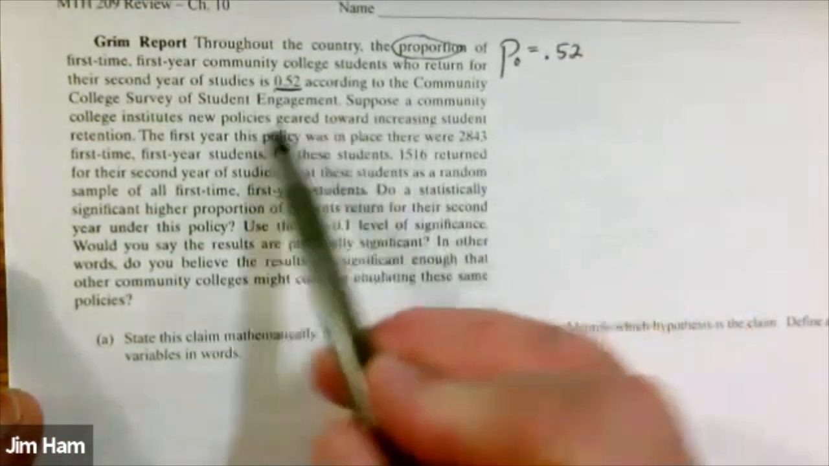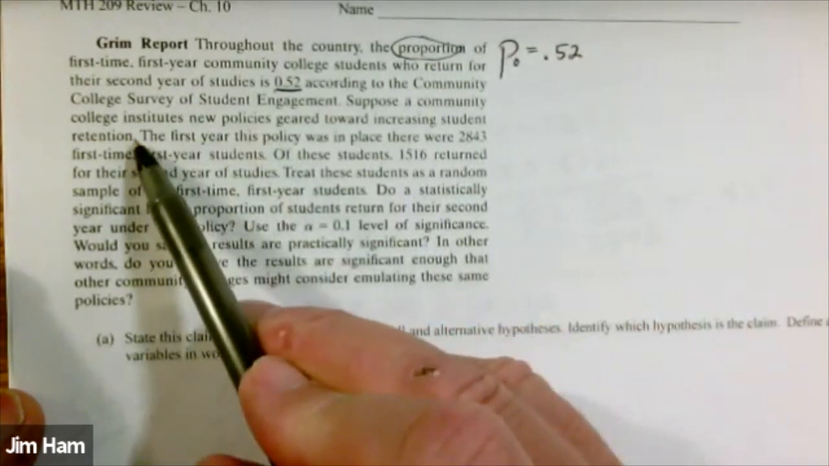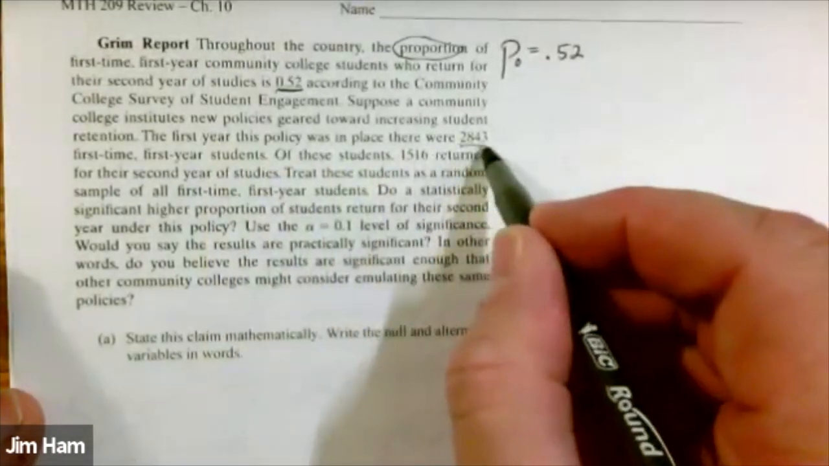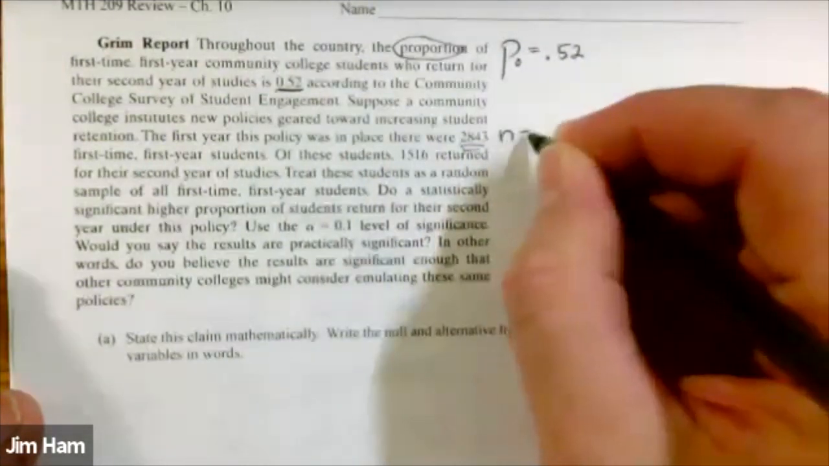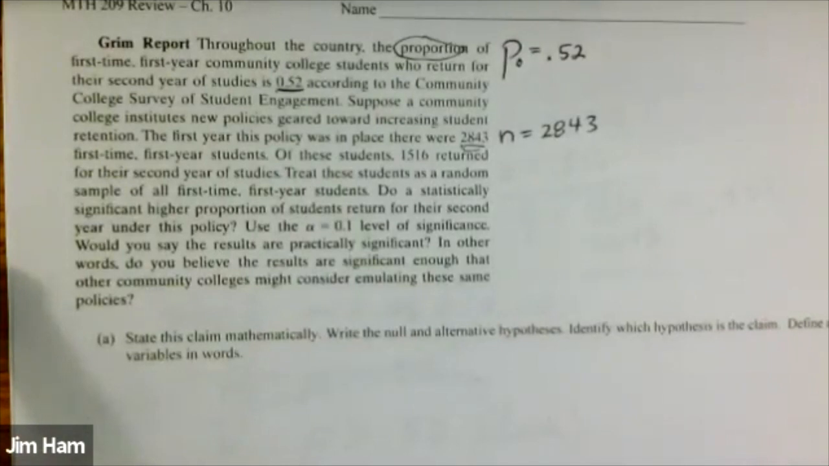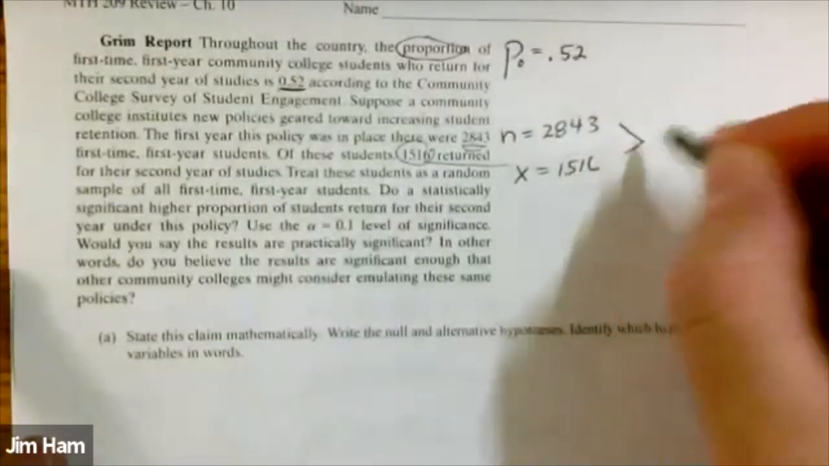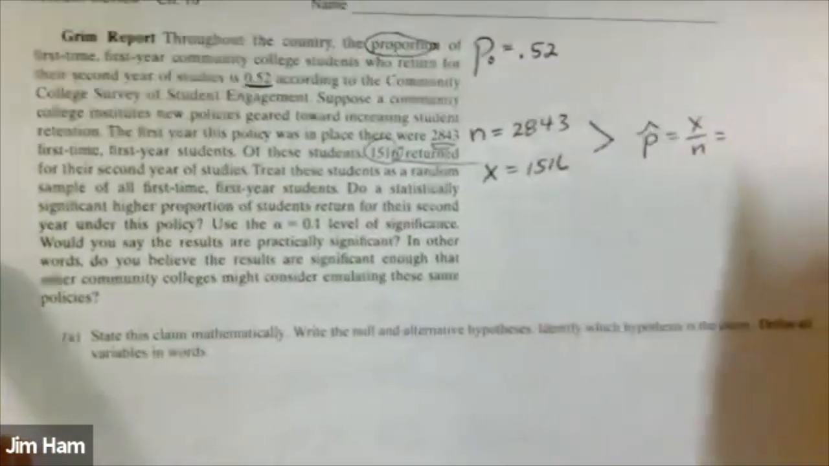Suppose a community college institutes new policies geared toward increasing student retention. The first year this policy was in place, there were 2843 first-year students. So this is going to make up our sample size. Of those, 1516 returned for their second year. Now, if we put those two together, we calculate the sample proportion.